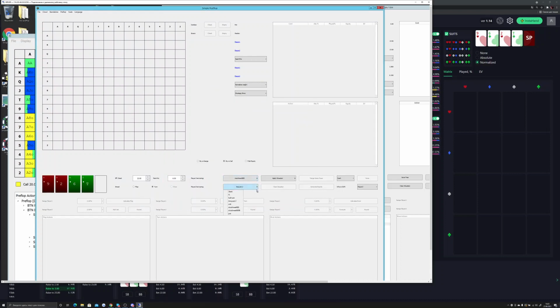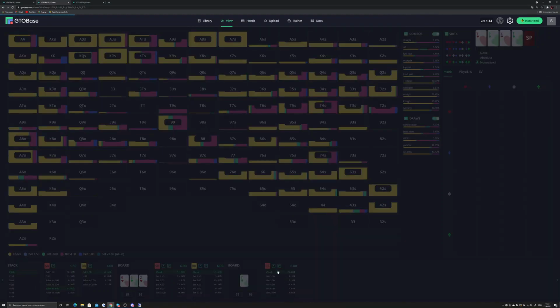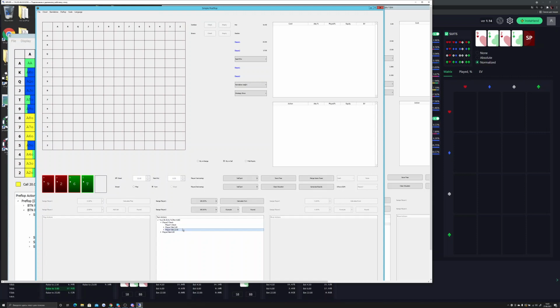Okay, let's go over some settings here. Yeah, let's make it like this. And let's probably go with one sizing for us, 4.5 BBs, the sizing that the program uses more frequently. And for our opponent, if we check, yeah, 4.5 is also the most used.